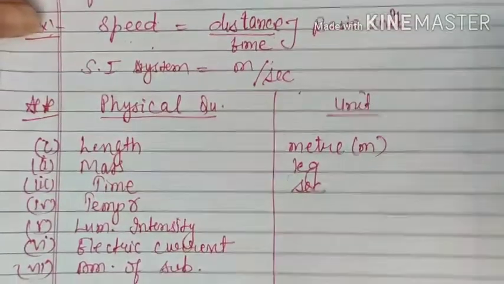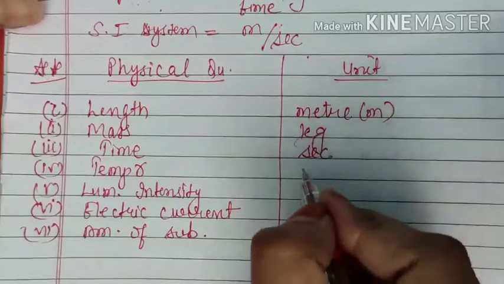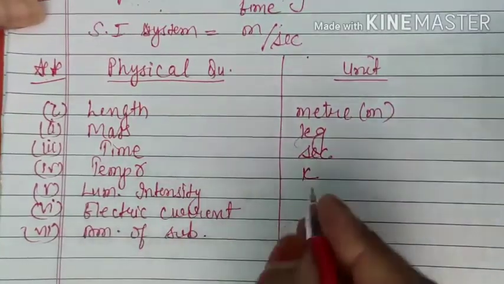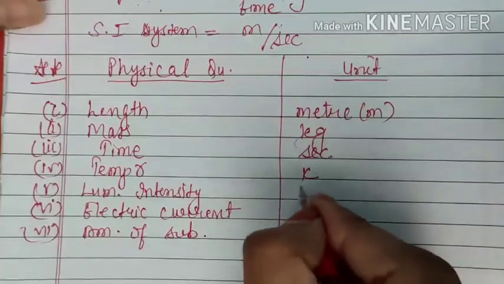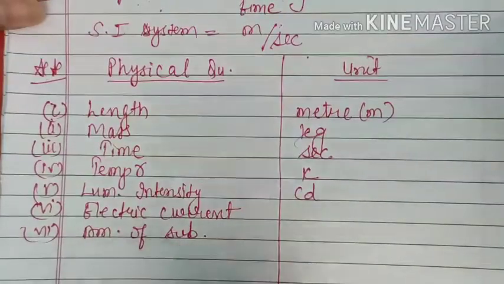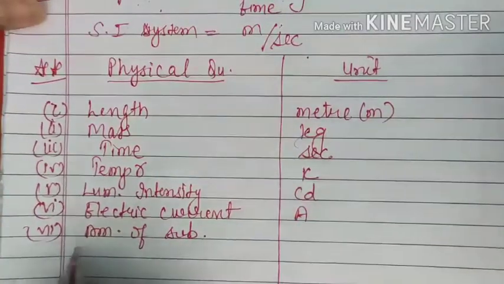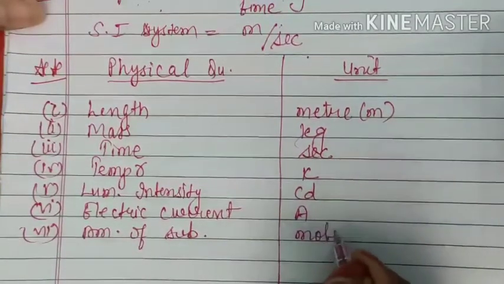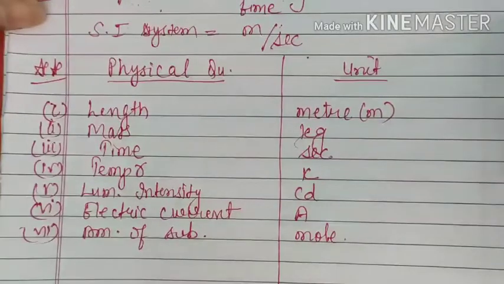The SI unit of temperature is Kelvin. For luminous intensity it is candela, represented by cd, for electric current it is ampere, and for amount of substance it is mole. So one by one it increased and reached 7. There are 7 basic or fundamental units, and with the help of these 7 units we can derive the rest of the units.